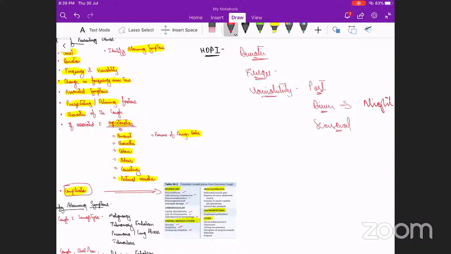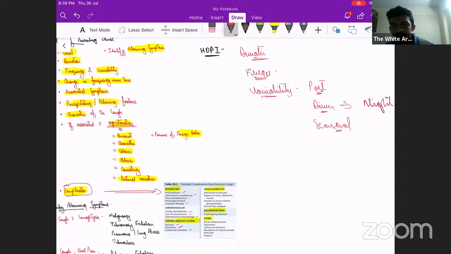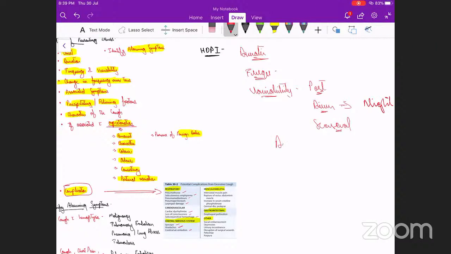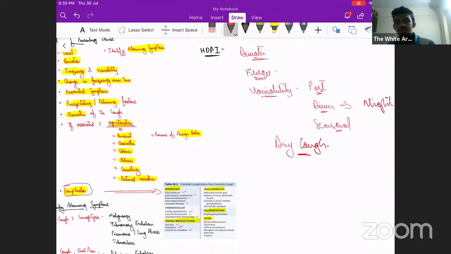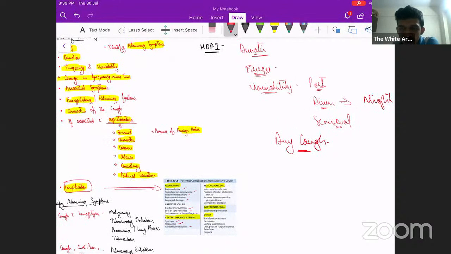Then character of cough. It was a dry cough. Then was there expectoration? No expectoration was there. Or at times mild expectoration would have been present, but nothing prominent. Voice change was not there.